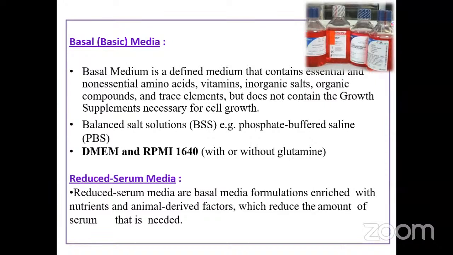Okay. Then reduced serum media means it is the same basal media, but you have some nutrients and animal derived factors, and some amount of serum is also added. So we all know what serum is. Whenever the blood clots, the top portion is serum.